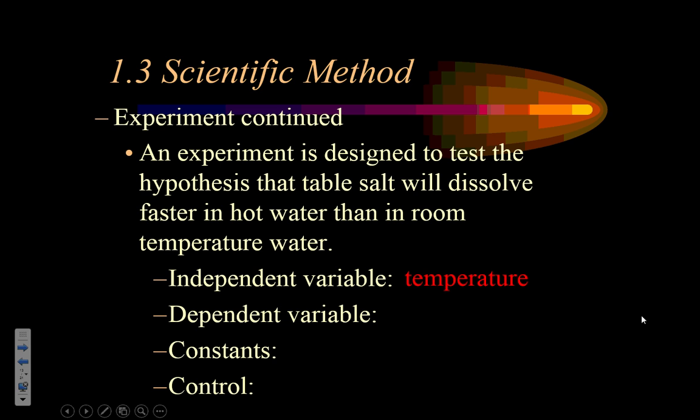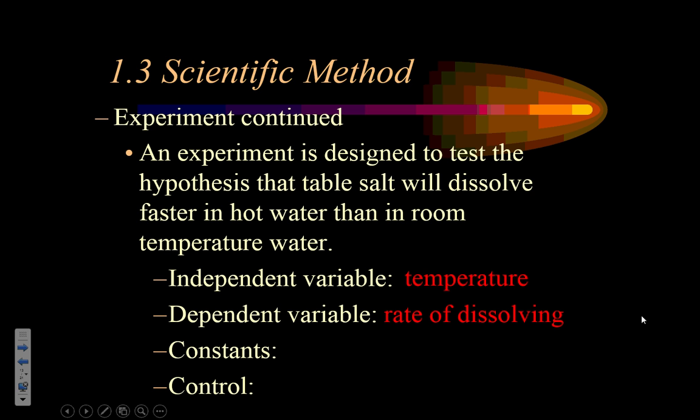So the independent variable would have to be the temperature of the water. Now the dependent variable: what might be changing as a result of that? Well, in this particular experiment, I want to look at the speed with which the salt dissolves, which would be known as the rate of dissolving. How fast does it dissolve?